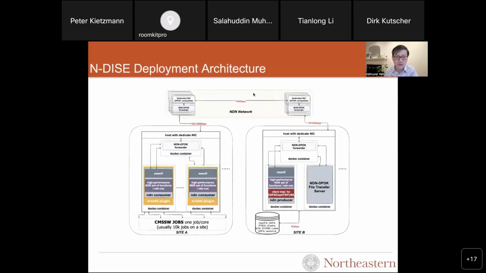This is the essential architecture of the N-DISE deployment here. On the left-hand side is where the consumer is sitting, and it can be interfaced with the existing CMS system through an XRootD plugin, which we're developing. Then it goes through a high-performance NDN set of functions, through the memif interfaces, to the NDN-DPDK forwarder, which is implemented in a Docker container. Then it goes through the NIC to the NDN network, which is assumed to be a high-capacity network, with the NDN-DPDK forwarder here on the consumer side. On the producer side, we have a similar kind of setup, where the producer is able to get files from the file system.